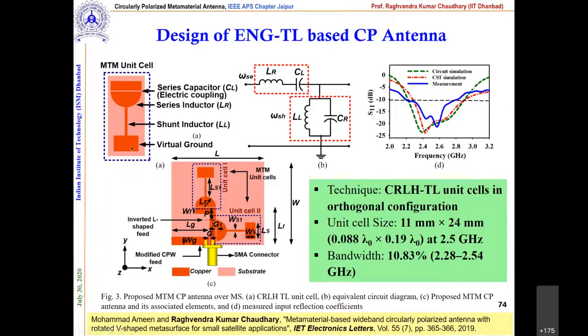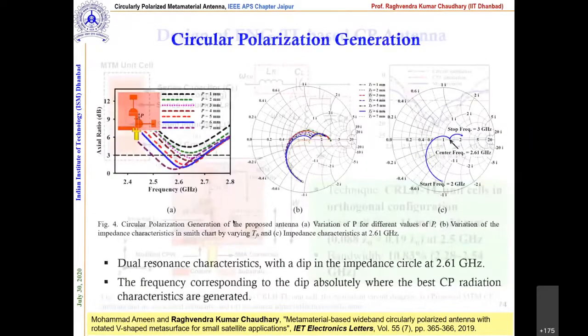So the idea is the same. We have the virtual ground, we have the shunt inductor, and we have the series gap which provides the CL, and we manage like this. Now here you can see, while changing the P between this gap, you can manage your phase shift, and hence you can manage the axial ratio bandwidth as well. This is the equivalent circuit. The same approach we used here, and we tried to find two different frequencies.